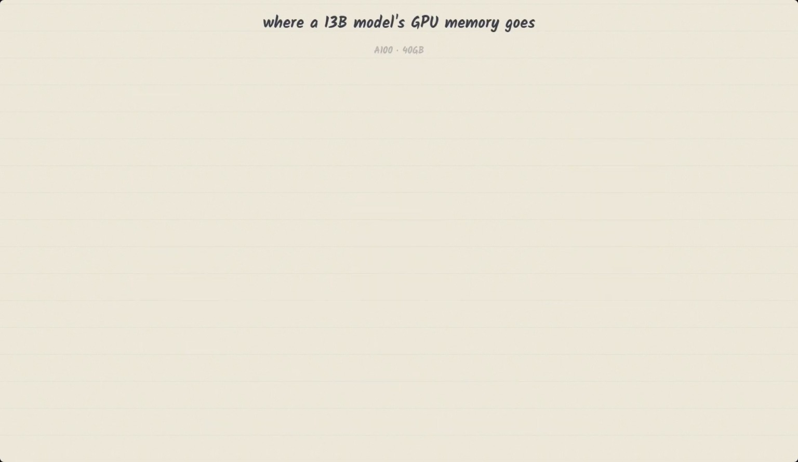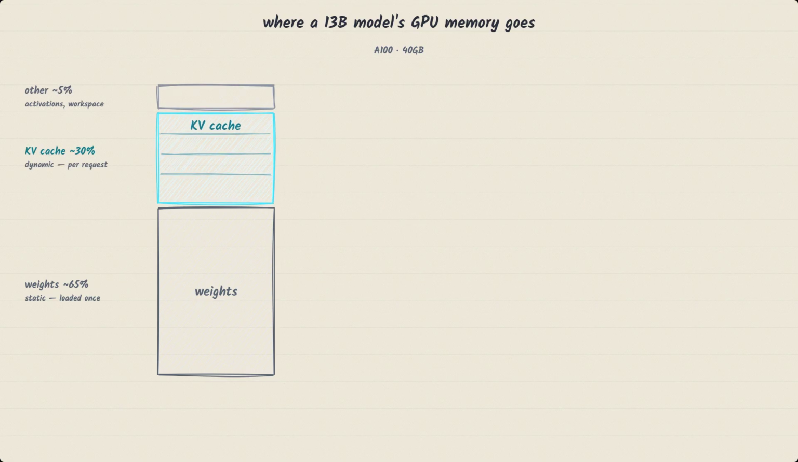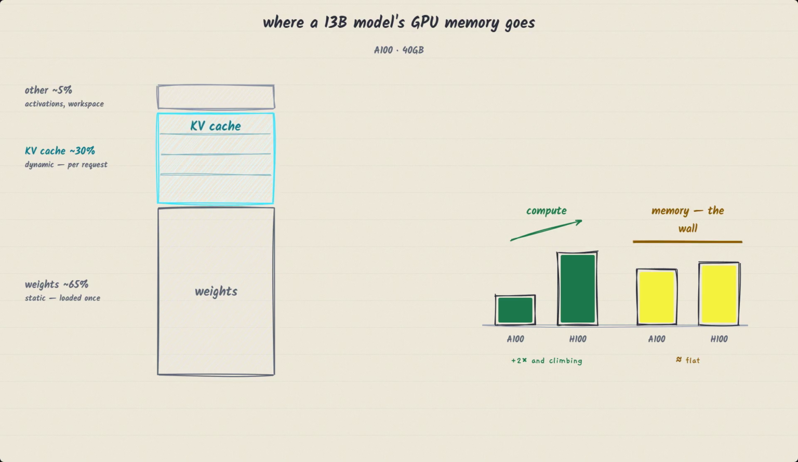Here's the whole memory budget on a 13B model on an A100. About 65% is model weights, frozen in place, all serving long. Nearly all the rest is KV cache, dynamic and per request. And the hardware trend makes it worse. From A100 to H100, compute more than doubled while memory capacity barely moved. So compute keeps racing ahead, and memory is the wall that isn't moving. The entire game reduces to one thing. Fit more KV caches in memory, batch more requests together, get more throughput.